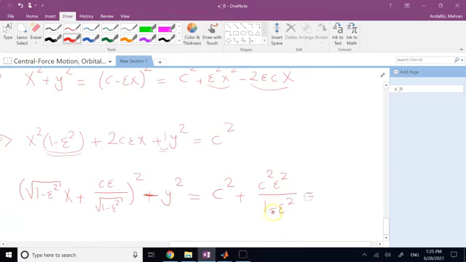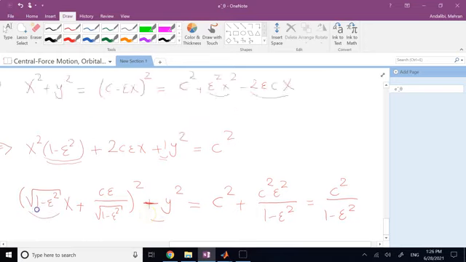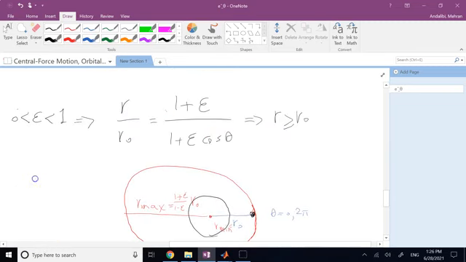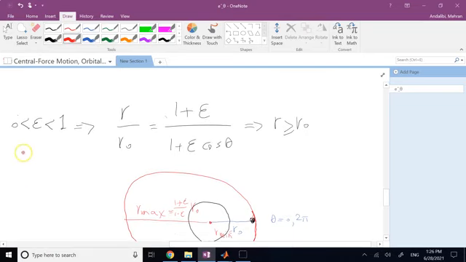Which if you do, you will get c squared over 1 minus epsilon squared. Okay, and definitely, as you can see, this is the equation of an ellipse where the center is at negative of this point and y of 0. The coefficients of x and y are different, and definitely this is the equation of an ellipse. Okay, so if epsilon is between 0 to 1, you will get an elliptical orbit.